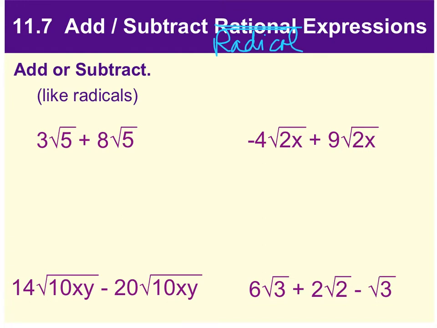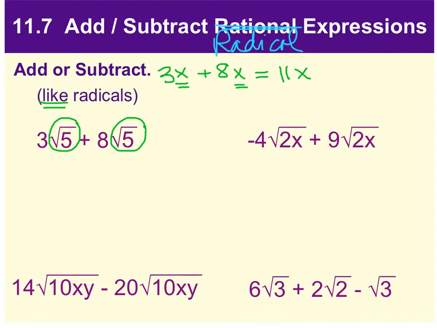So our first example, we have 3 square roots of 5 plus 8 square roots of 5. If you notice, they both have the square root of 5. That is the thing that makes them a like radical. So it's kind of like saying if you had 3x plus 8x, well, they both have an x, so how many x's do you have? 11x. You're adding your coefficients.